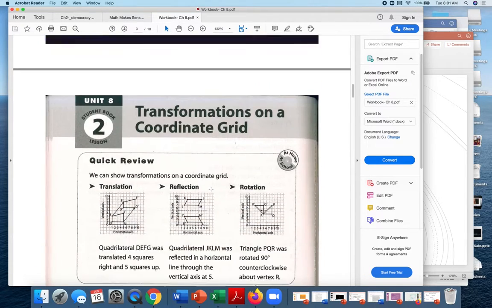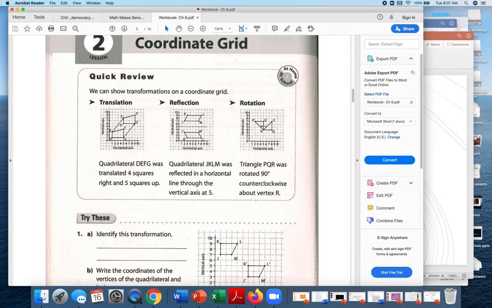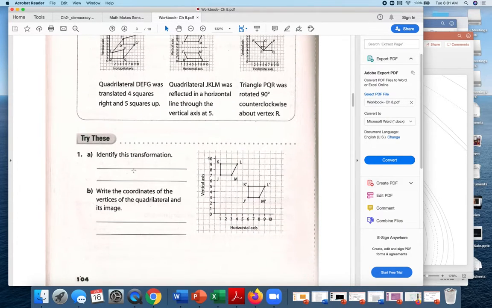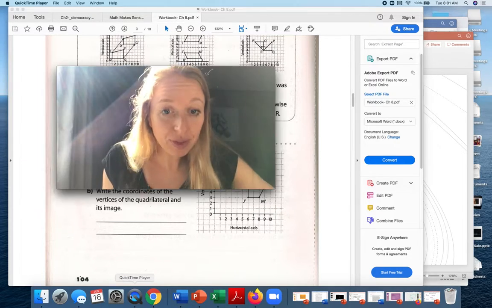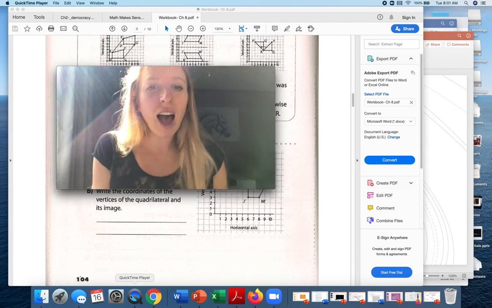Then we're going to skip this page and go down to this one. They give you a little review again of translation, which we're focusing on today. The quadrilateral was translated 4 squares right and then 5 squares up. So that would be an example here. Tomorrow we're going to do reflection and rotation. So for today, all you need to do is identify what has happened. You don't even have to draw it. You just have to identify what has happened in this translation and then write the coordinates of the quadrilateral and its image. So that's it for today.